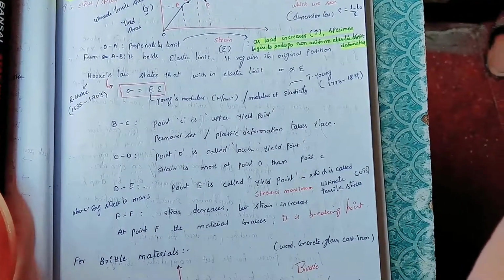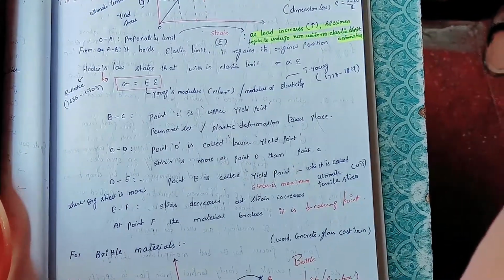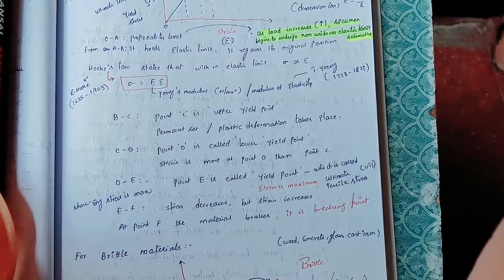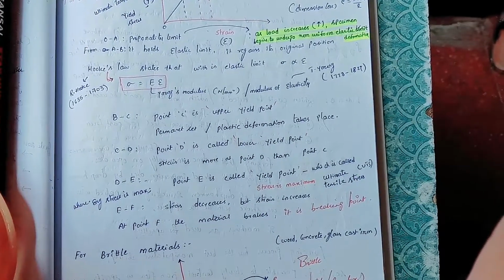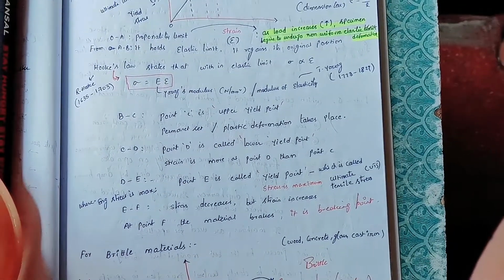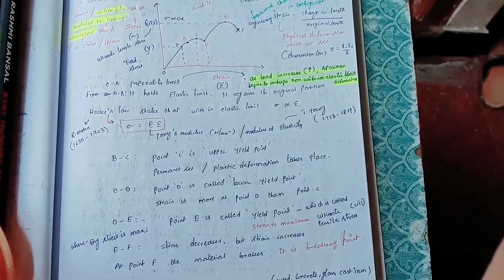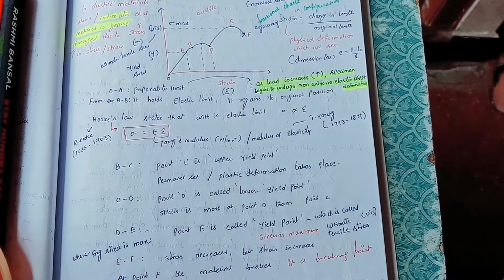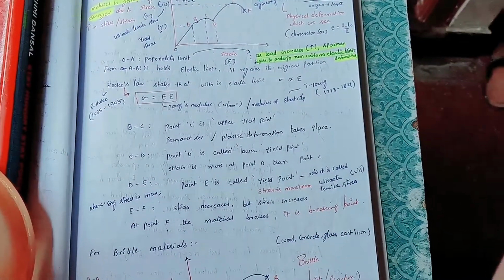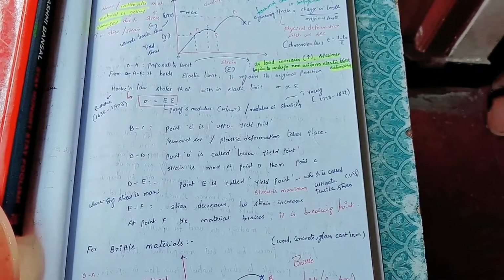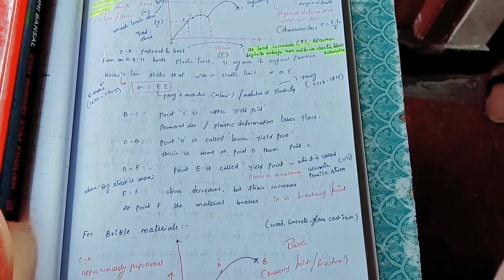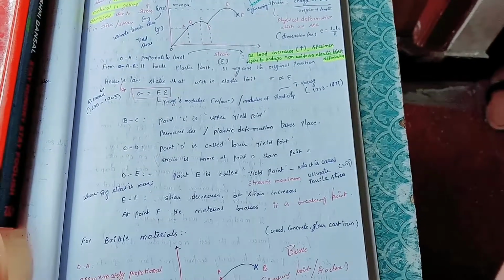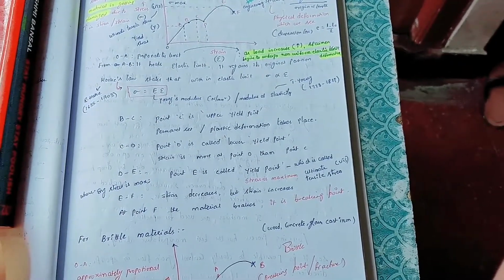From D to E, the point is called the ultimate tensile stress, where stress is maximum. This point is where stress is maximum. You have to remember, because in the curve we have this point as the maximum point. From E to F, stress decreases, but still strain increases, and at point F, the material breaks. It is called the breaking point.